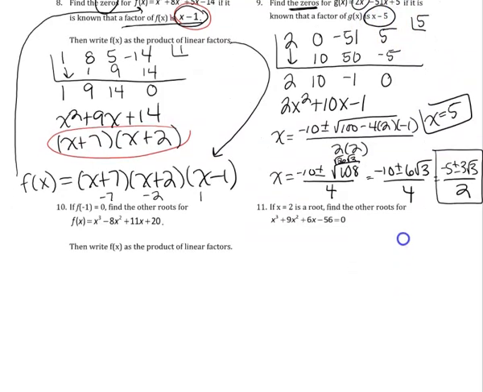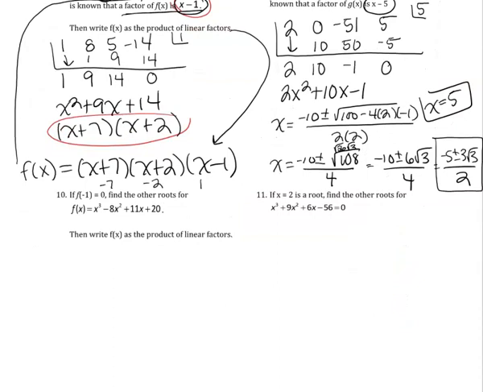All right, question 10. I'm just putting this in a different way. I'm saying if f of negative 1 equals 0, what are the other roots? And then rewrite it as a product of linear factors. This is factor and remainder theorem. I'm going to put a star here.